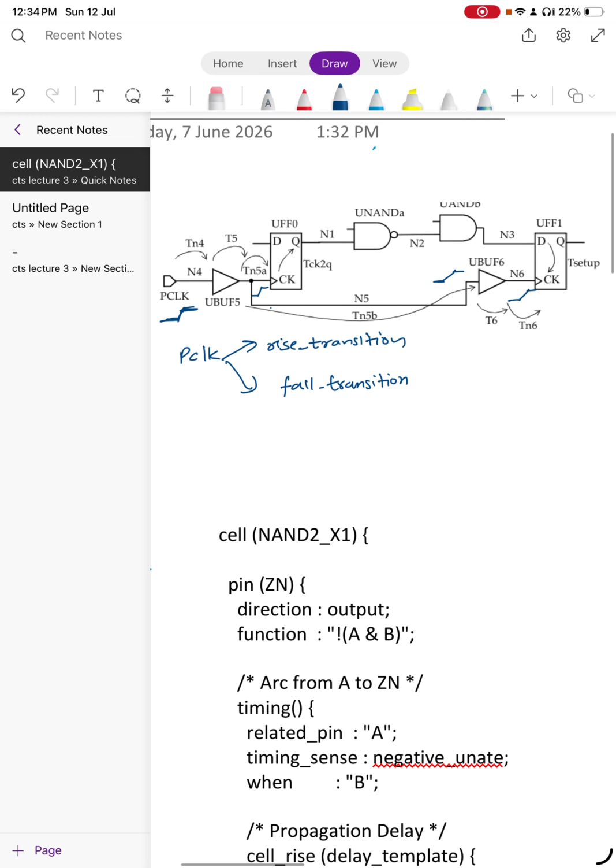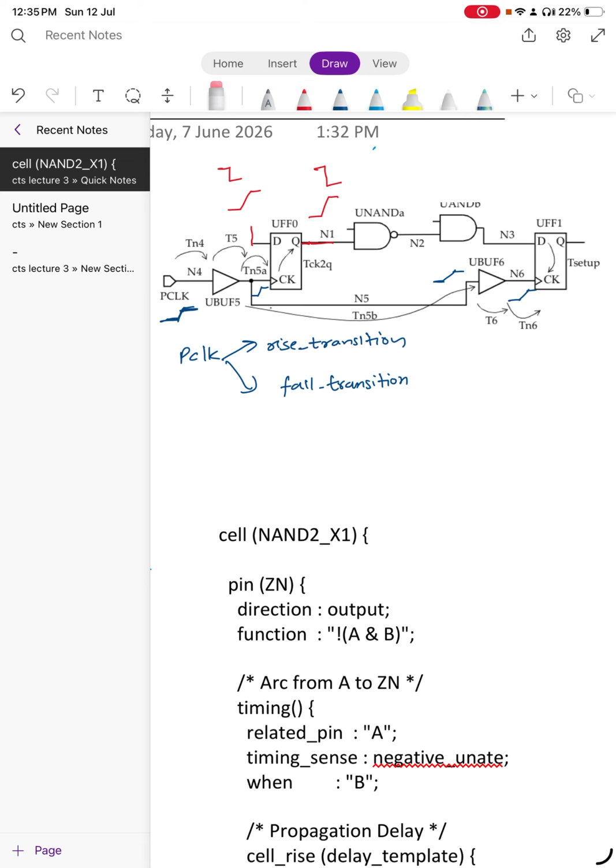So next, now come to the data path. So if you see in the data path, how the transition on the Q pin is decided? The transition on Q pin is decided with the help of the D pin. So if the D pin is rising, the Q pin is also rising. If D is falling, then Q is also falling. And then the transition of all the downstream logic will be calculated accordingly.